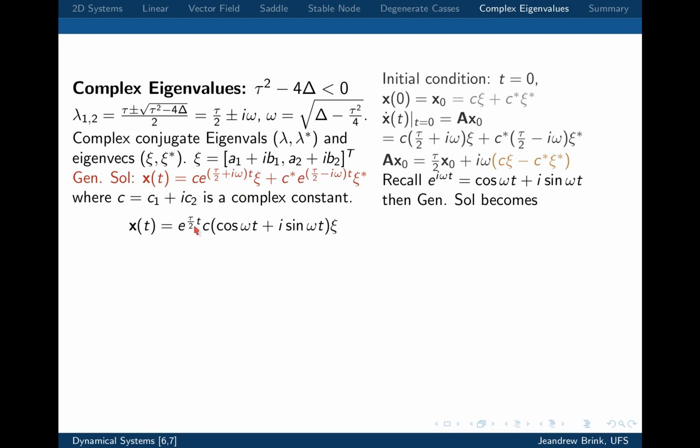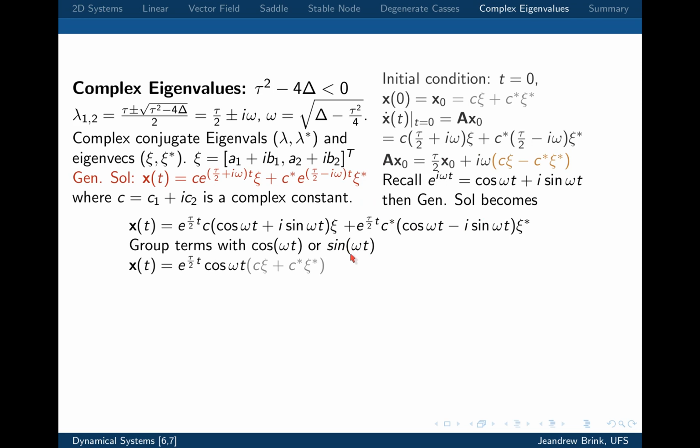So the first thing I'm going to do is say this first term is just e to the tau over 2 times t, which is that term over there, times c times cos omega t plus i sine omega t. And then the second term is just e to the tau over 2 t, c star, times e to the minus i omega t, which is just that.